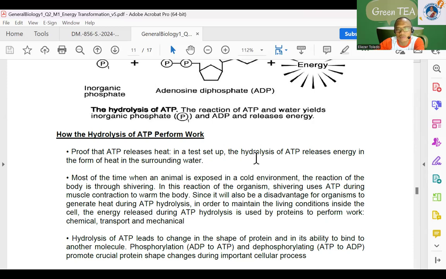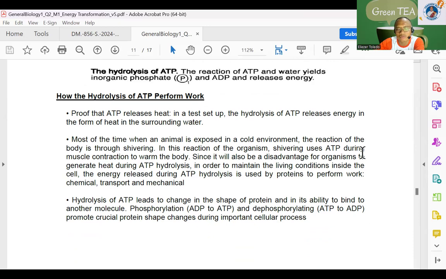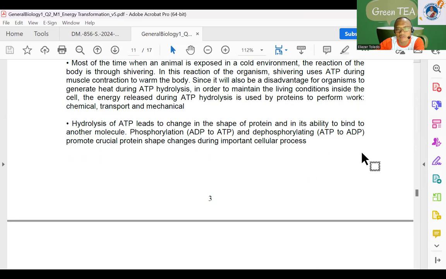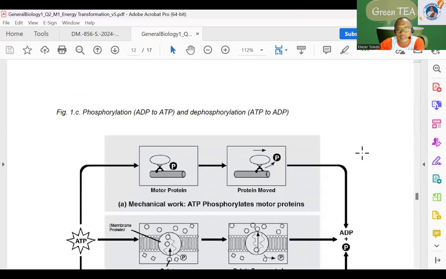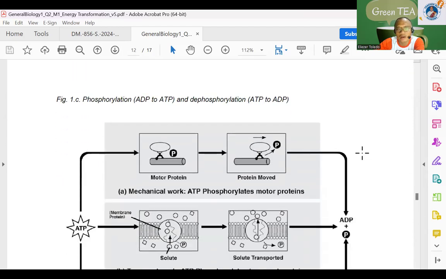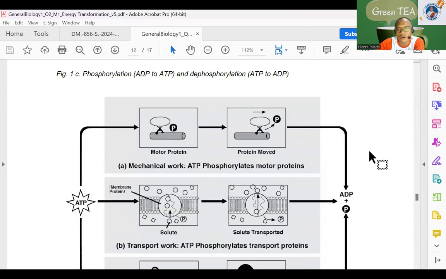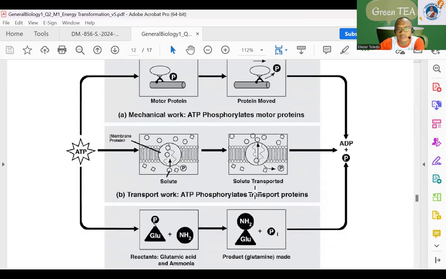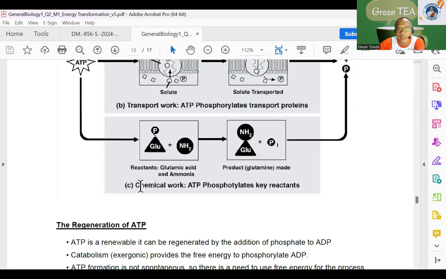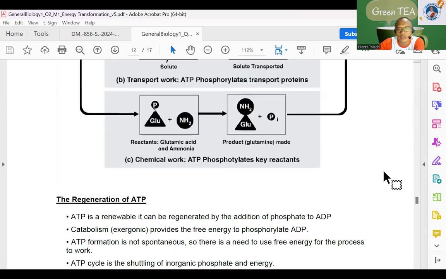It releases its energy into the surrounding water, so it feels warm. That's just a basic proof. Don't focus too much on it. And this is just an illustration of the work of ATP: for mechanical, transport, and chemical work.